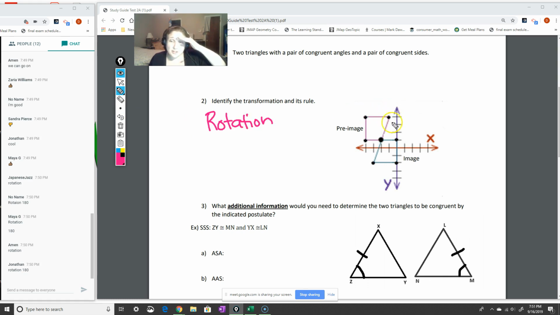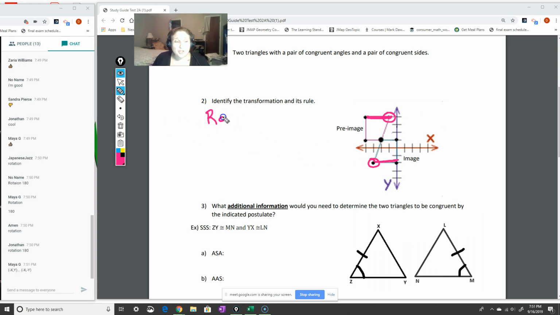In order for it to be a translation, this pre-image shape would have to move exactly the same way somewhere else, where this pointed part of the trapezoid is at the same type of angle. When we look at this, here's my pointed part, my longest side of the trapezoid. And if I rotate it, I can see that it's facing a different way. So that's why it's a rotation of 180. Now, it's not just a rotation of 180.